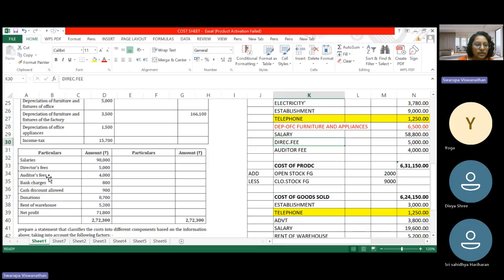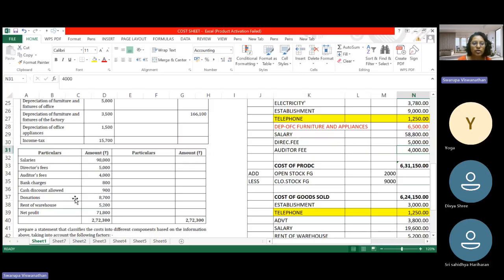Then we have auditor's fee, which is also a part of admin cost. So it will come under admin overheads. Bank charges is a financing. Any kind of finance cost will not be part of our cost sheet. So bank charges is a finance cost. Interest expense is a finance cost. So they are not part of the cost sheet.